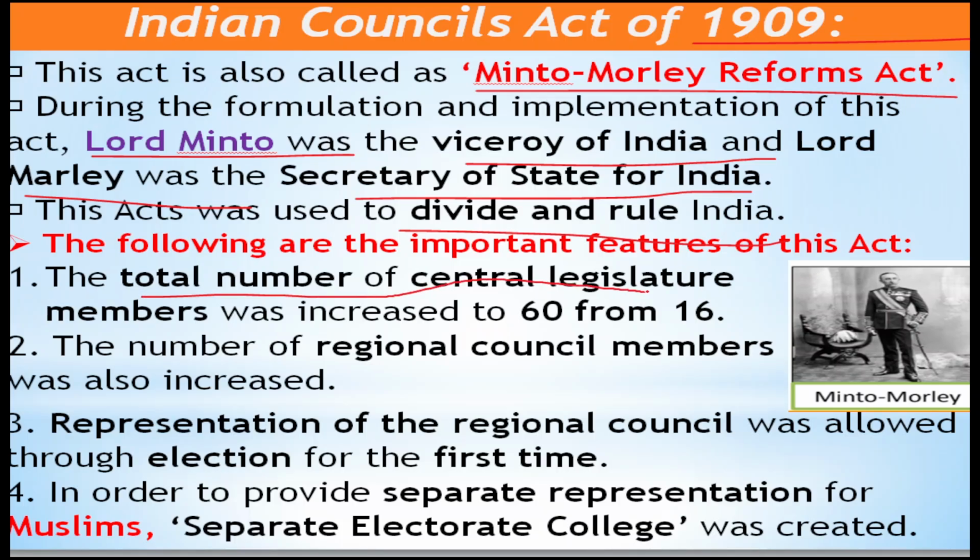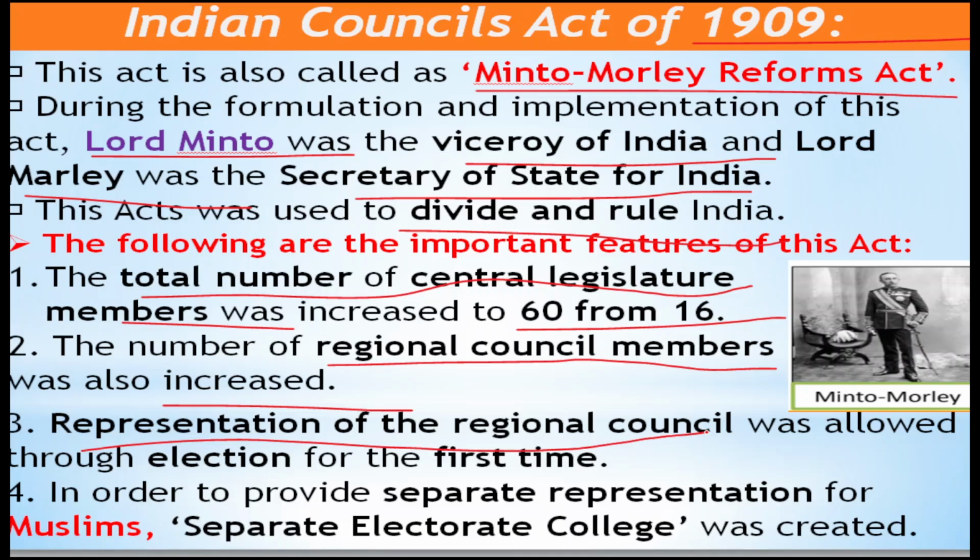The total number of central legislature members was increased from 16 to 60. The number of regional council members also increased. Representation in the regional councils was allowed through election for the first time. And according to 1909, they provided separate representation for the Muslims, with a separate electoral college also. It means they wanted to divide Hindus and Muslims separately.